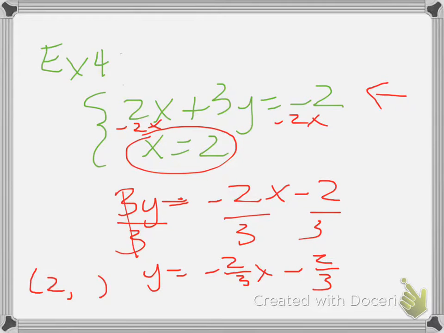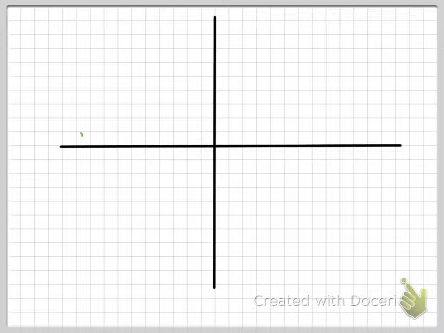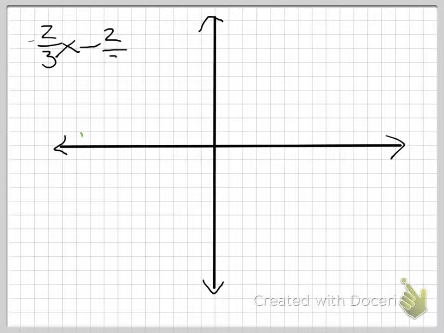So negative 2/3 x minus 2/3. So I'm going to draw my axes. And of course my arrows. And now I had negative 2/3 x minus 2/3 for the first one. That's y equals. So negative 2/3 means down to about right there. So not quite down to the 1.